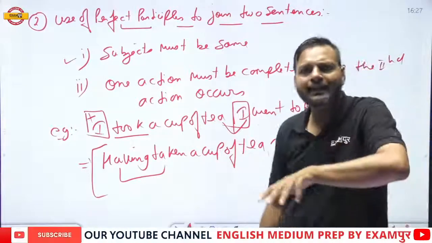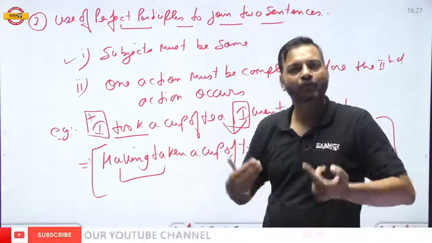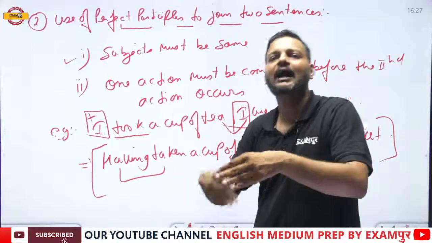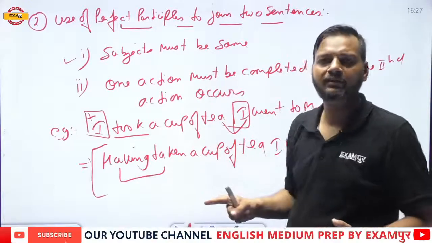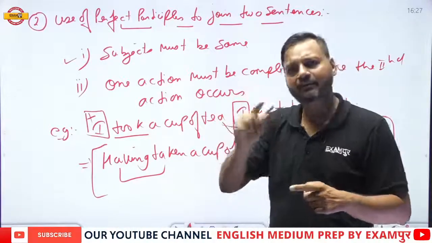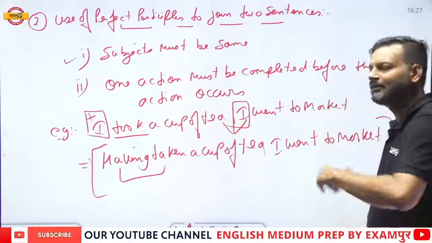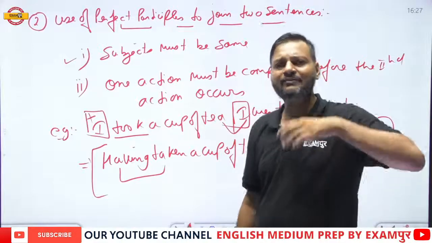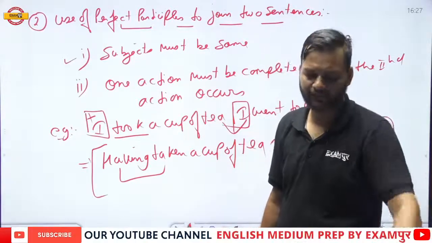Okay, so the meaning of this sentence is that first I had tea, then after having a cup of tea, I went to market. Like I was not doing both the things simultaneously. First I took tea, when I finished taking tea, then only I went to market. So this is the meaning of this sentence. Having taken tea means first I took tea, once I completed that action, then only I did the other one. Okay.